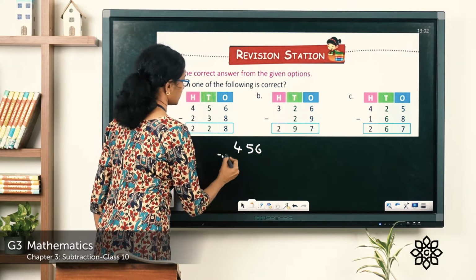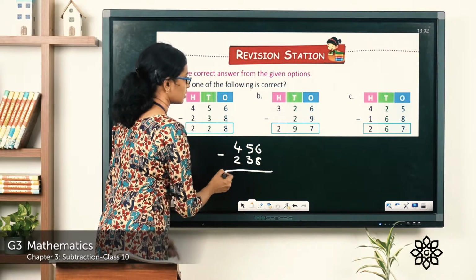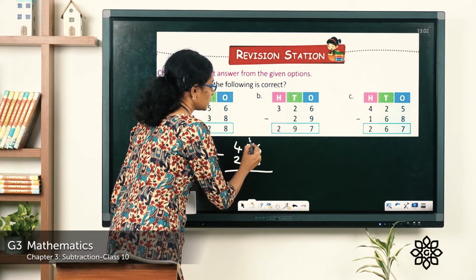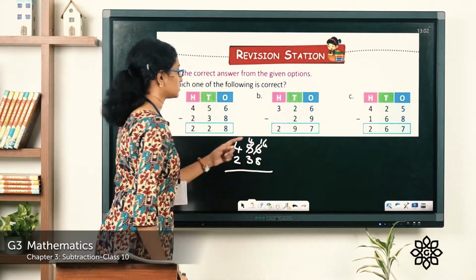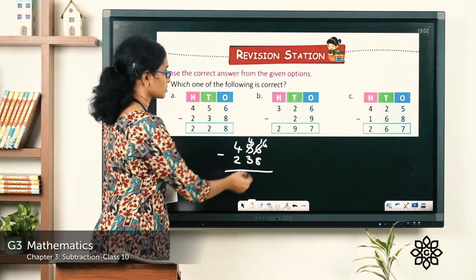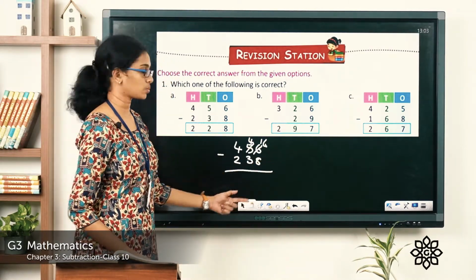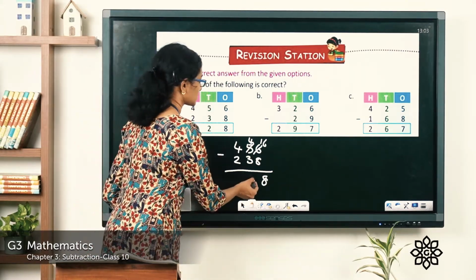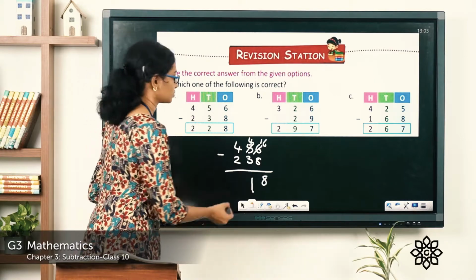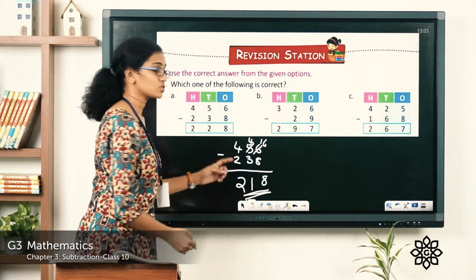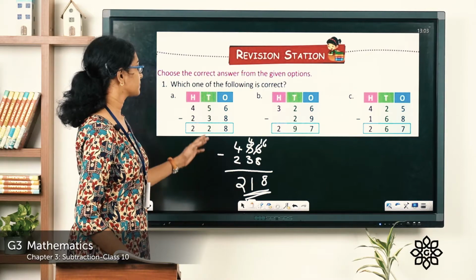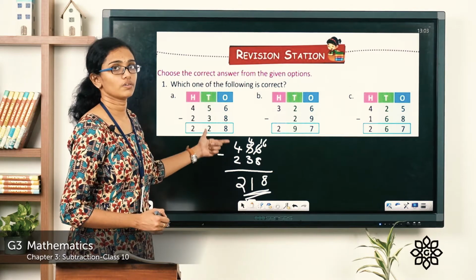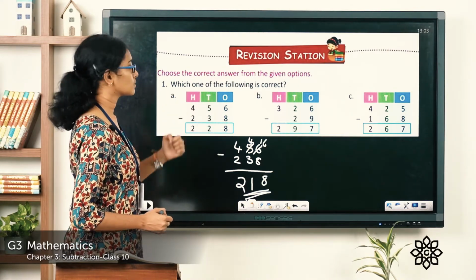456 minus 238. You cannot take away 8 from 6, right? So what do we do? We regroup. So we regroup 6 ones to 16 ones. So now we have 16 ones minus 8 ones. So 16 minus 8 is 8 itself. Now 4 minus 3, it is 1. Now 4 minus 2, what is the difference? It is 2. So the actual difference here is 218, but the difference given here is 228. So is that correct? No, it's incorrect. So this is not the option we have to choose.